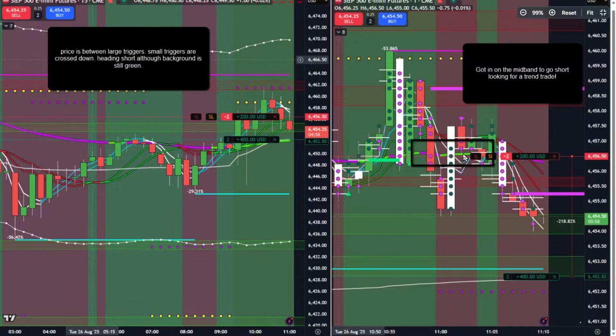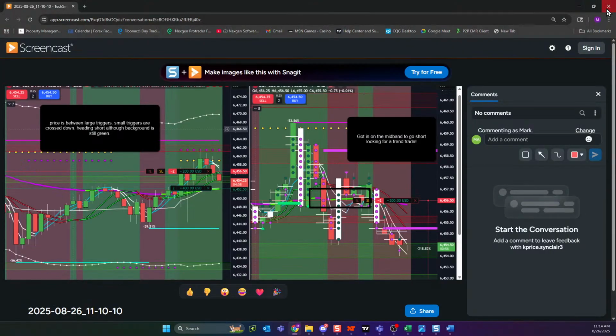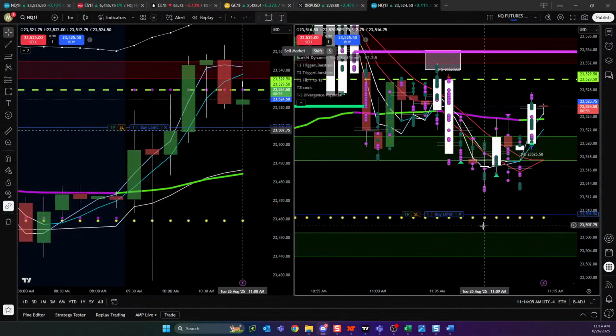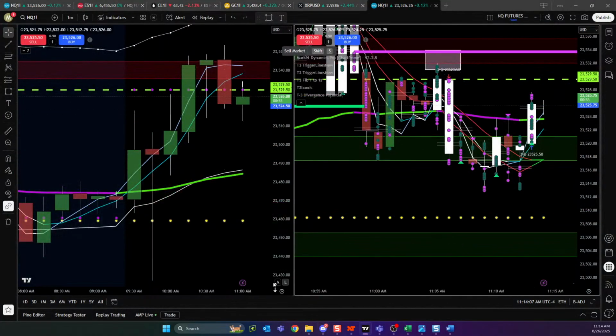You get a pullback right to the midband, close on the correct side, looking to continue from that good top. Everything says down. You're into the first area of trouble, and we'll get a good idea of what the market wants to do right at that area. Nice trade. They came and got us, didn't they? And my small triggers are still up.